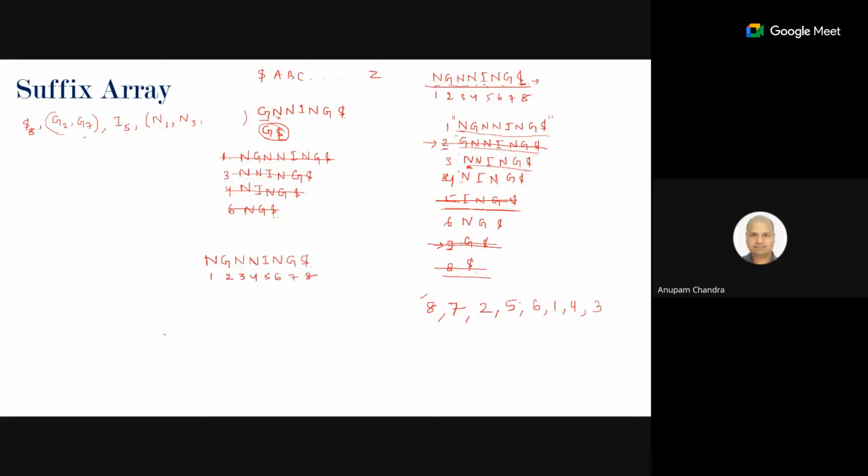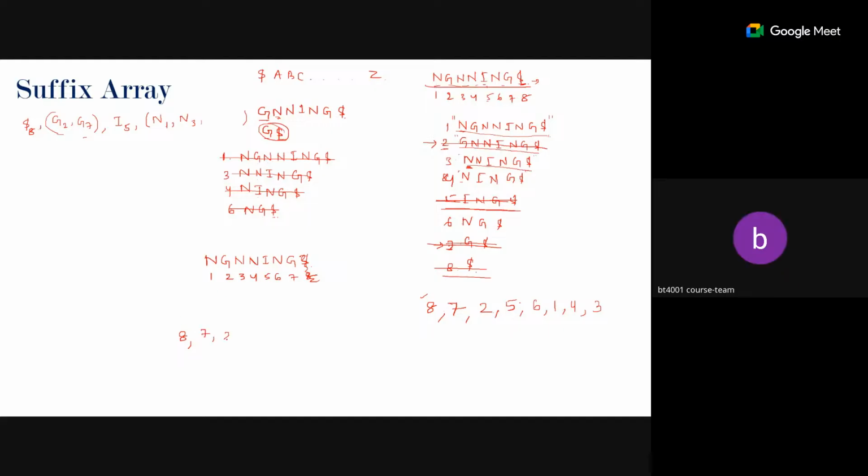Now we go right to left. Dollar is the smallest, so we write 8 first and strike it out. Done. Now G is next. Right to left, 7 is first, 2 is next. So you write 7 and strike them out.